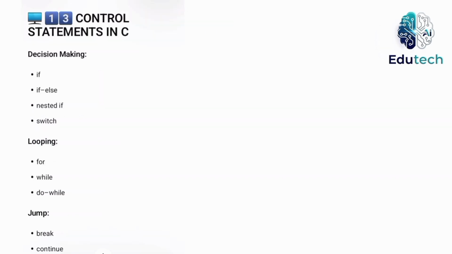Control statements in C. Control statements are used to control the flow of execution in a program. Decision making statements such as if, else, and switch allow the program to choose between different paths based on conditions. Looping statements such as for, while, and do while allow a block of code to be executed repeatedly. The break statement is used to terminate a loop immediately, while the continue statement skips the current iteration and moves to the next one. Control statements make programs flexible and capable of solving complex problems.